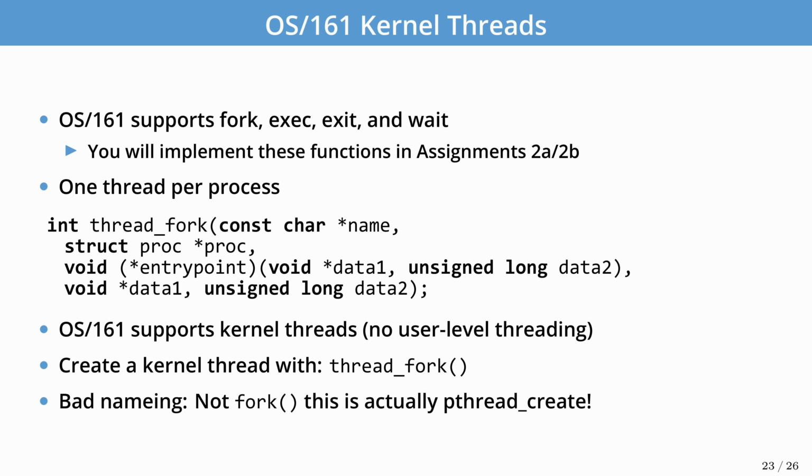Now I want to quickly point out that this is a really bad naming scheme. This is not fork. This doesn't duplicate the operating system. It doesn't duplicate anything. It actually is creating a thread. It really is pthread create. It should have been called thread create. But for whatever reason, the original authors of OS 161 decided calling this thread fork, most likely because it was used for the fork system call itself, to create the new thread, the kernel thread, belonging to the process when new processes are created.